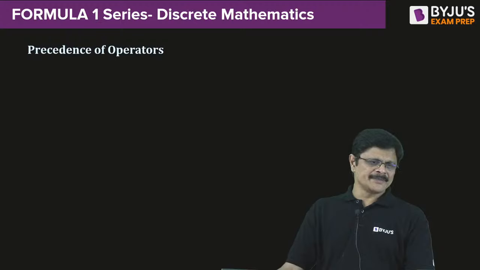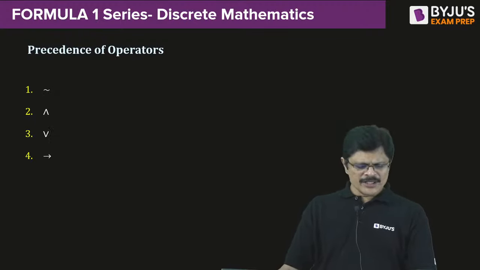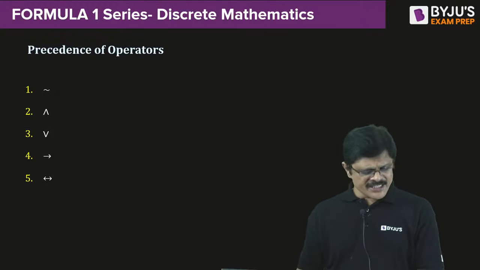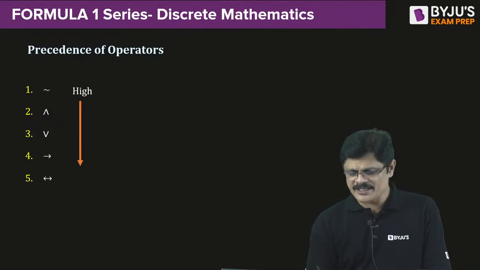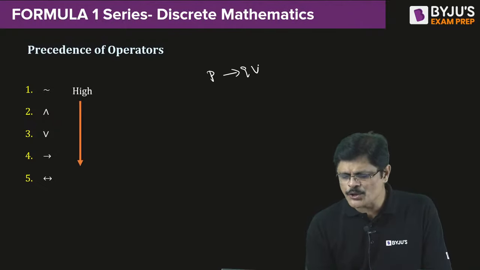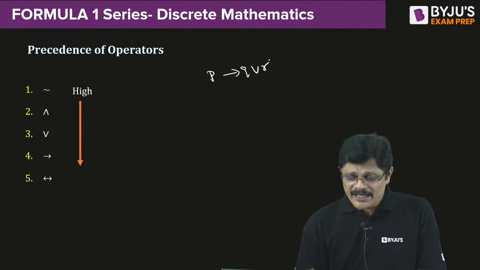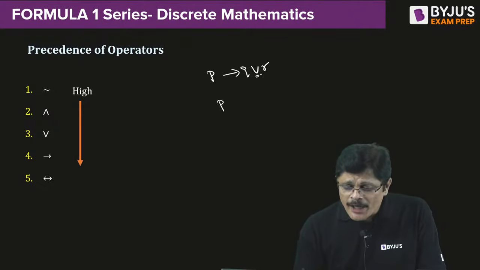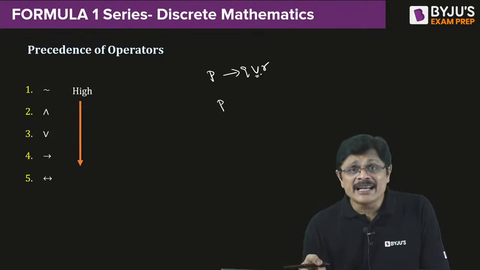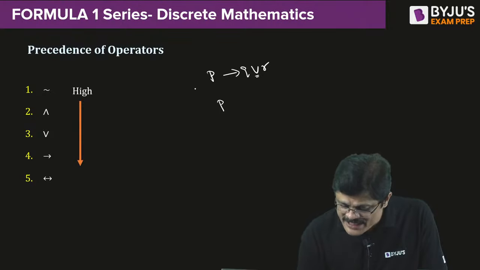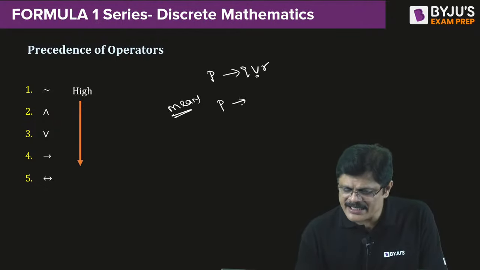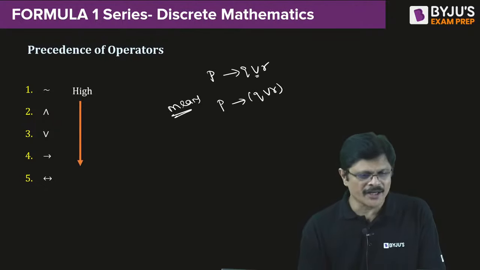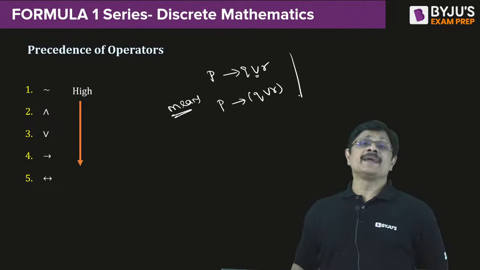Precedence of operators. So this is the order of precedence. Negation has the highest order of precedence, whereas implication has lower precedence. For example, if I give P implies Q or R, in this, R has higher precedence than implication. So what does it mean? This means it is equivalent to P implies (Q or R).